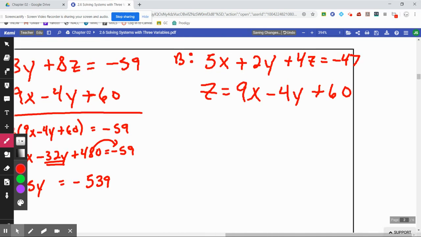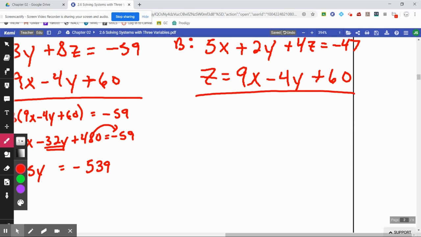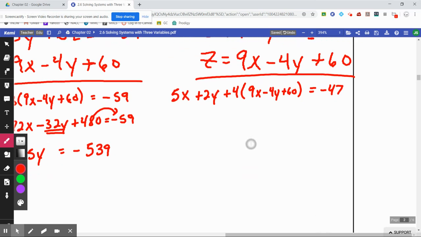Your other equation, doing the exact same thing. You have z is equal to this, so we're going to substitute it in. 5x plus 2y plus 4z. And we know that z is equal to 9x minus 4y plus 60, and that's equal to negative 47. So again, we simply took out the z and plugged in what it was equal to.